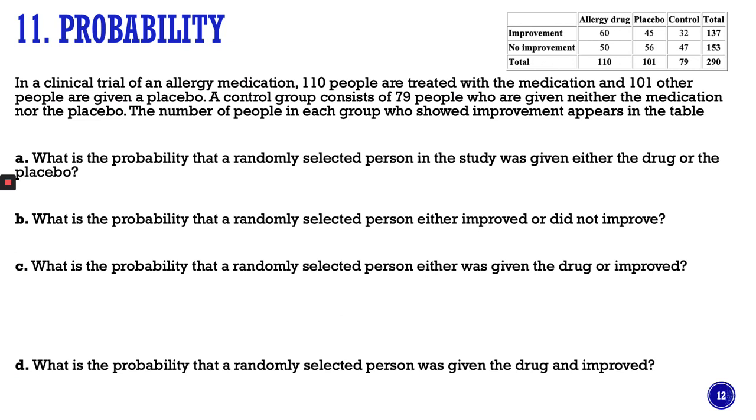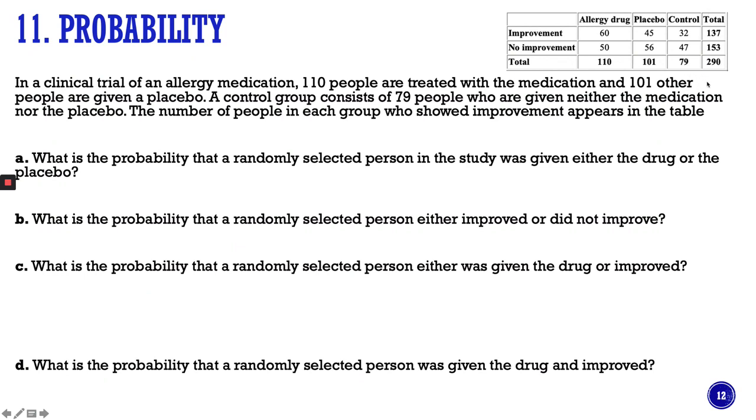So in a clinical trial of an allergy medication, 110 people are treated with the medication and 101 other people are given a placebo. A control group consists of 79 people who are given neither the medication nor the placebo. The number of people in each group who showed improvement appears in the table. So we can see here the improvement, no improvement. Here's our allergy drug, here's the placebo, the control, and our totals.